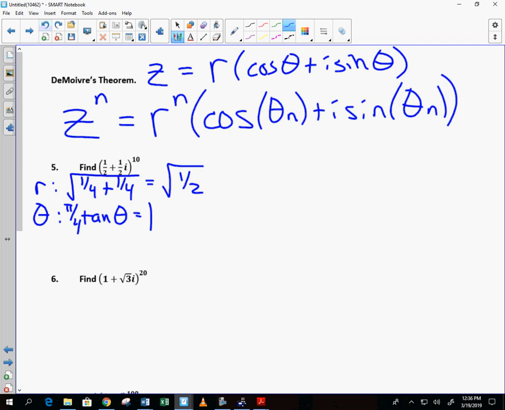Look at how much mathematics we did just within those steps. I mean, it is absurd, isn't it? But that is the fundamentals of trigonometry right there. So here we have it. We know that z is equal to, what the heck is it? Square root of 1/2 times cosine of pi over 4 plus i sine of pi over 4.